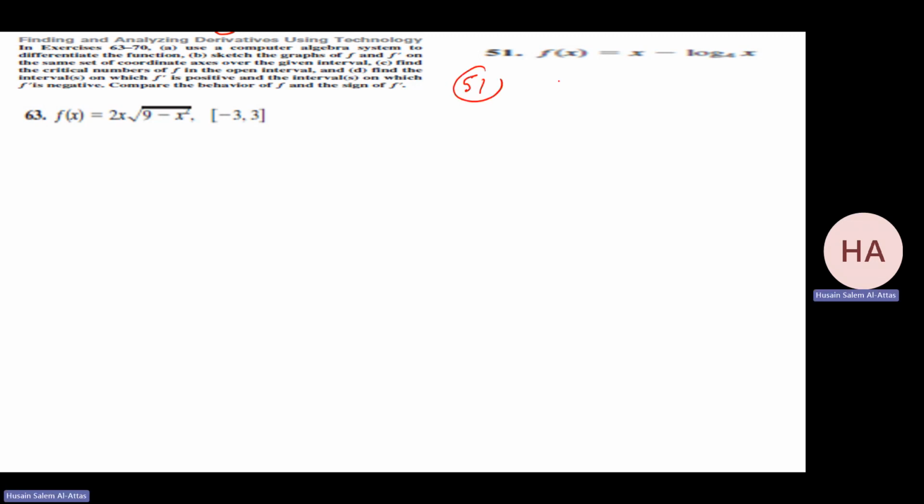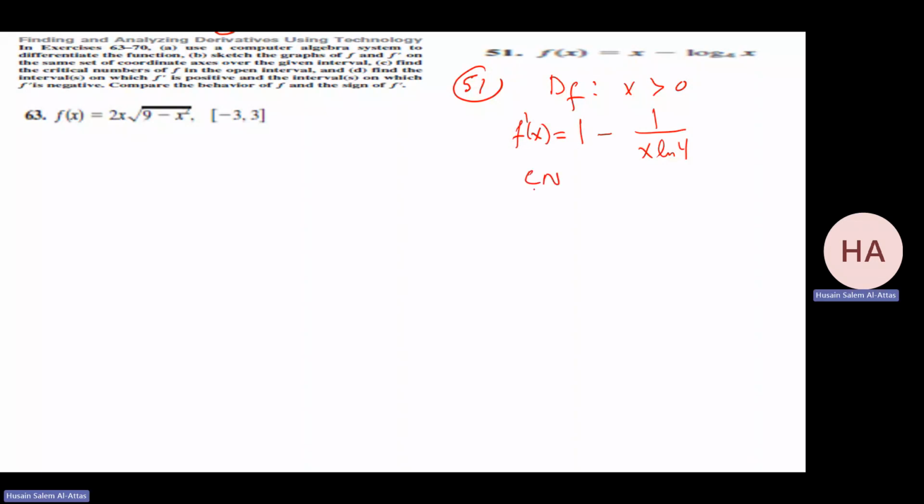Okay. So what's the domain of f? I have x is positive. Now let me check f prime. F prime will be what? 1 minus 1 over x ln 4.